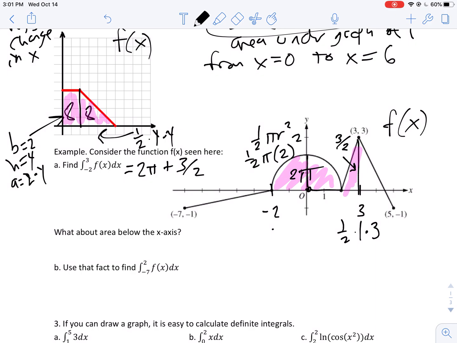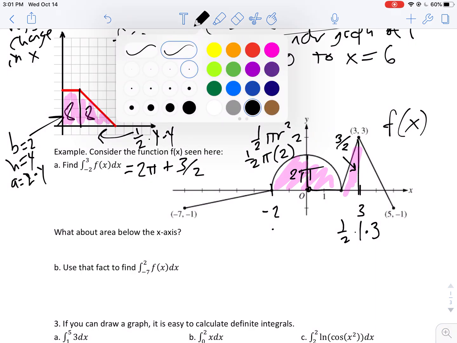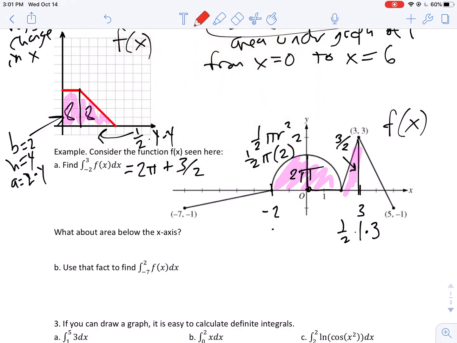Now, one new kink here that we want to talk about: if you have area below the x-axis, like this area here from -7 to -2, we're going to count that area as negative because we have a negative function height. Like that, the height of that f of x is negative. Okay, so if we have this area in here, well, let's see what this area is.